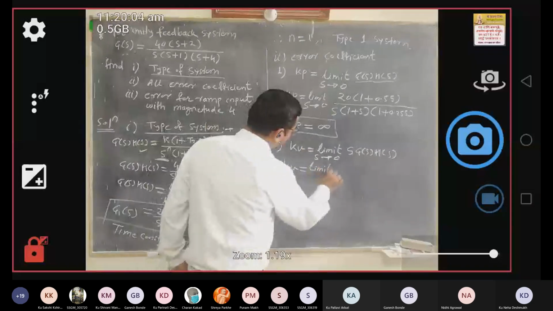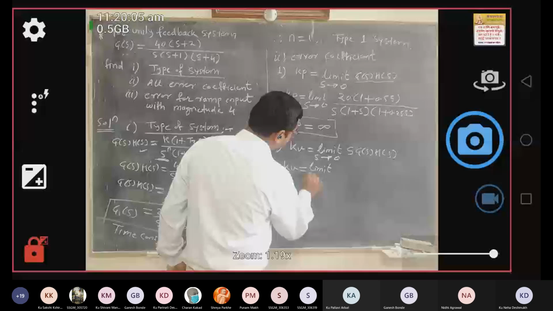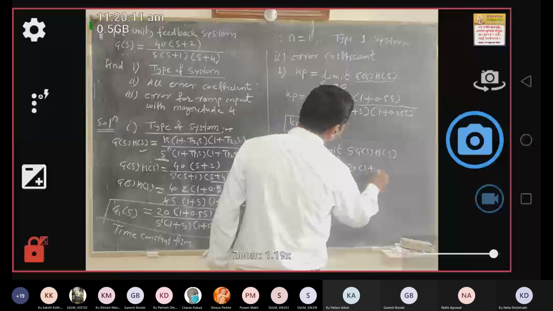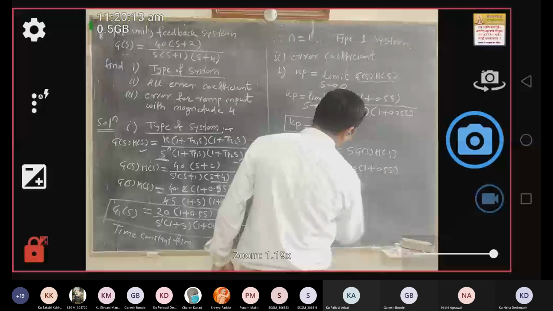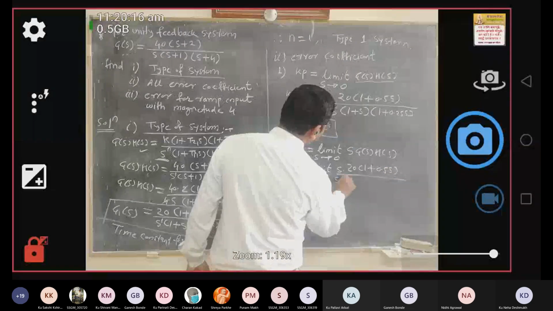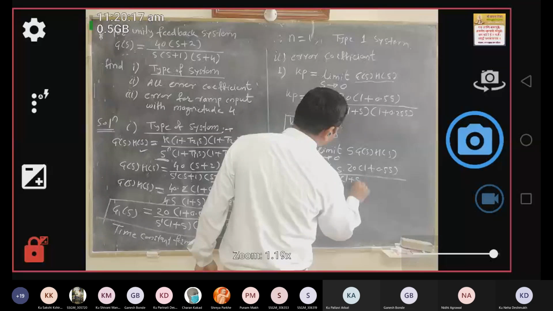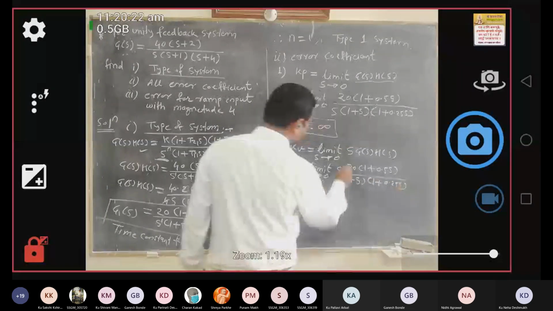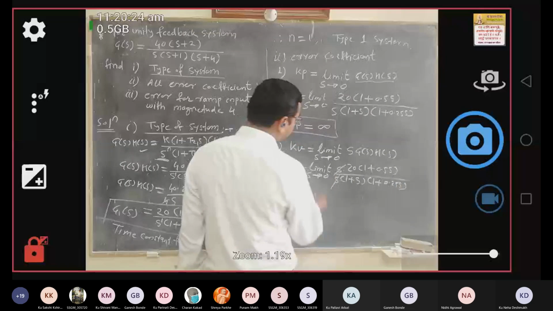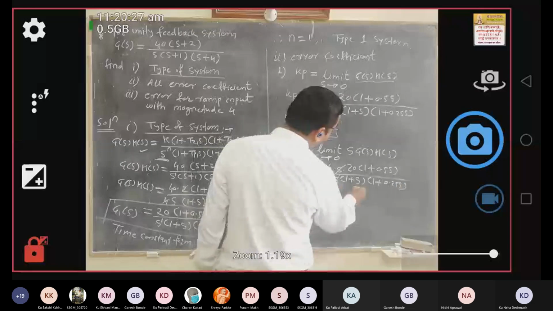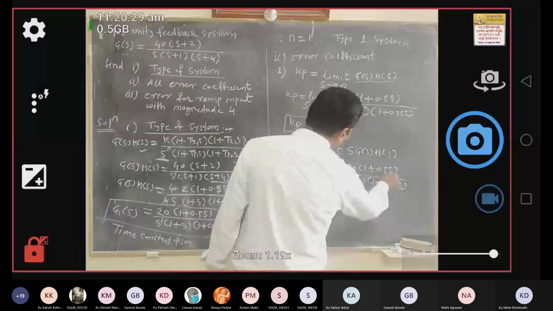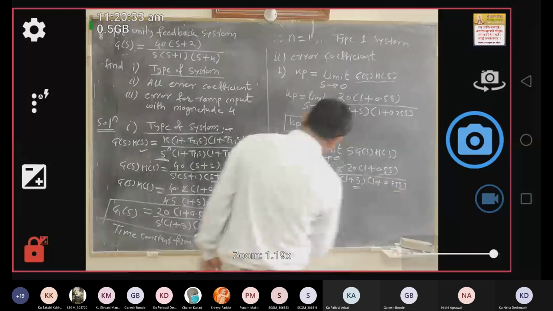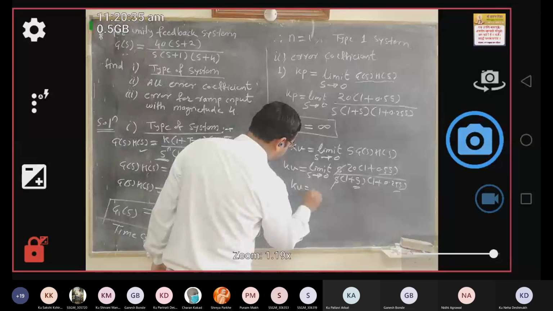So limit s tends to 0, s into the G of s value, 20 into 1 plus 0.5s upon s into 1 plus s into 1 plus 0.25s. So this s gets cancelled. When you substitute s is equal to 0, this term becomes 0, this term becomes 0, so it is only 20. So write down Kv is equal to 20.